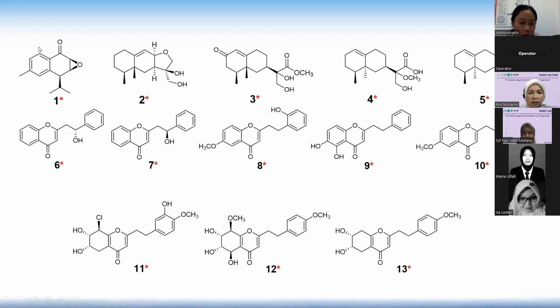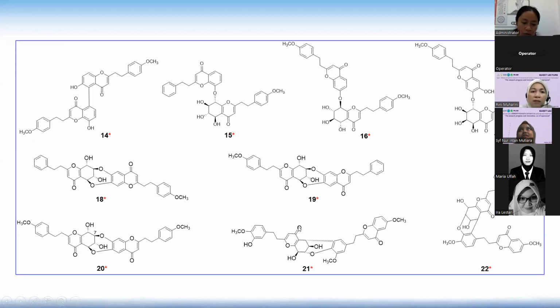And compound 1 is a cadinane type sesquiterpene, just the cyclohexane here loses hydrogens to form three double bonds and form a benzene ring. And compounds 6 to 10 are 2-(2-phenylethyl)chromones, and 11 to 13 are also 5,6,7,8-tetrahydro-2-(2-phenylethyl)chromones.